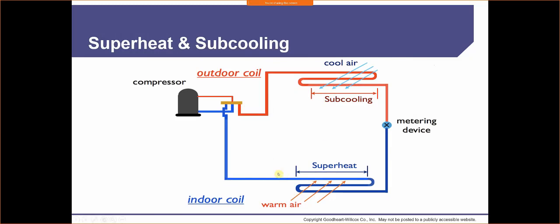So just an example of superheat and subcooling. Superheat is the temperature difference between the refrigerant coming into the evaporator, changing state, and then coming out, all right? So it's just this area that we're really measuring. And why is this important? Well, we want to measure how much heat is being absorbed.